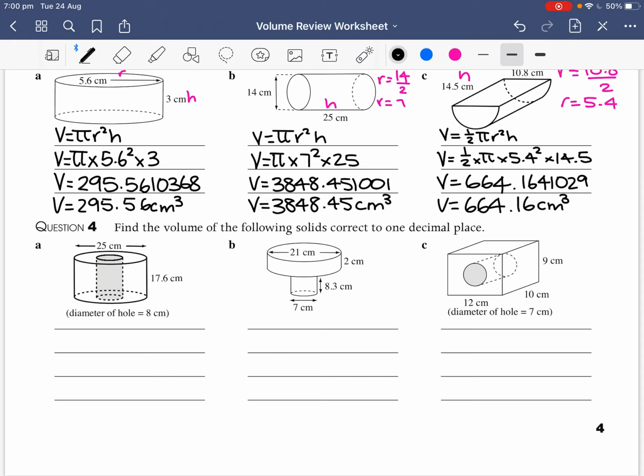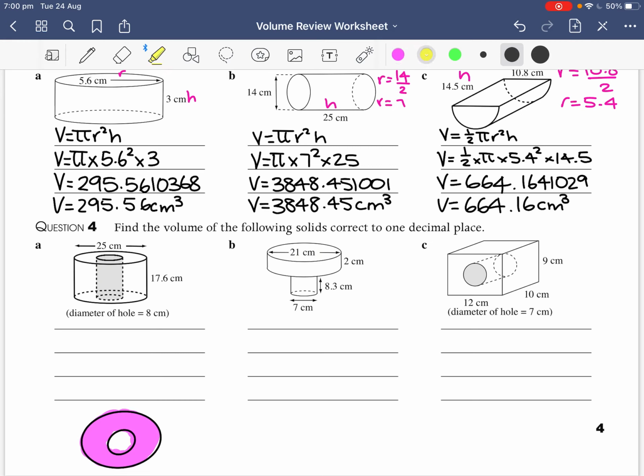Finally, for question 4, we want to find the volume of the following solids correct to 1 decimal place. So for A, we are finding the volume of the solid, which has a volume being taken out of it. So what we're going to do is find the area of that circle, the area of this coloured in circle, so like the donut bit.